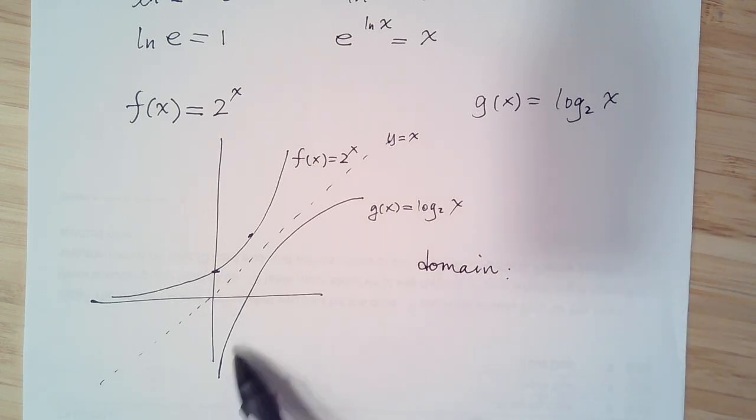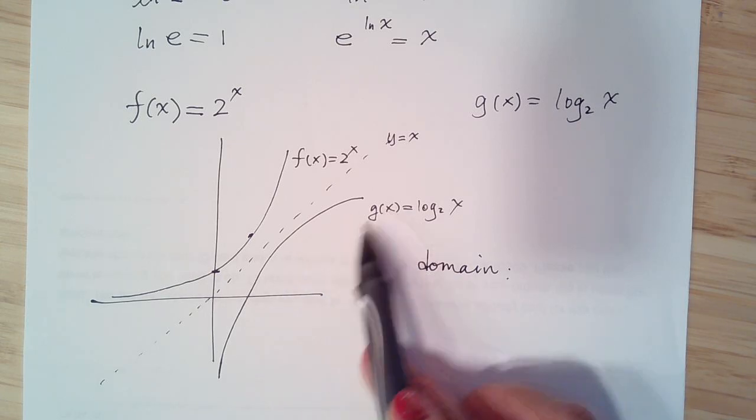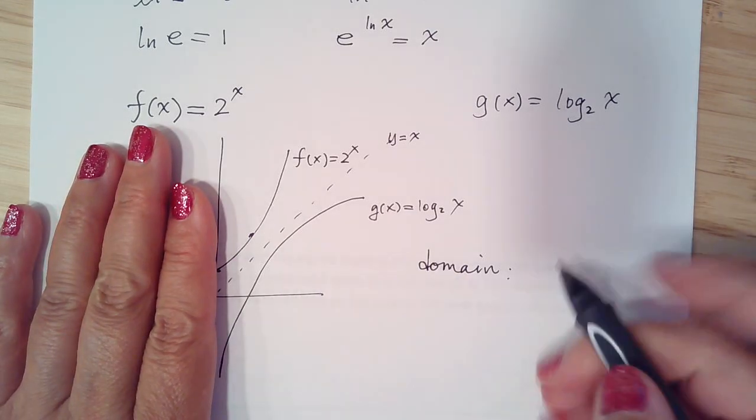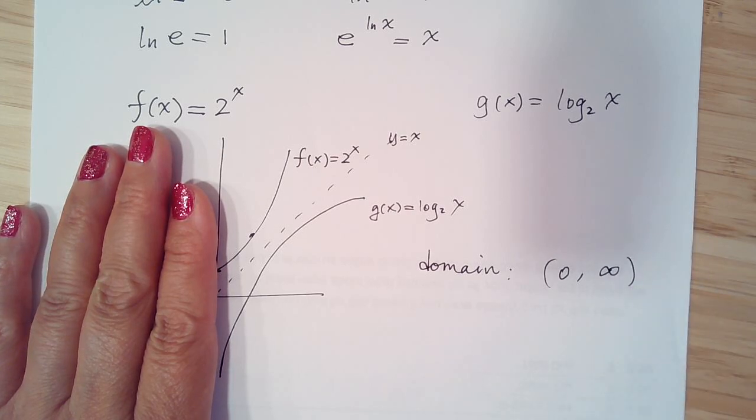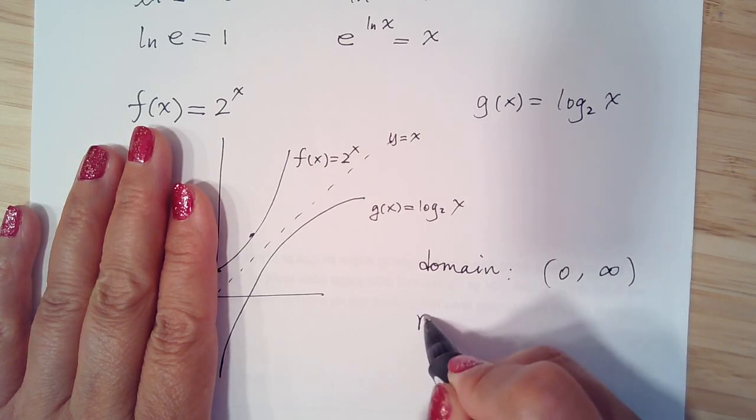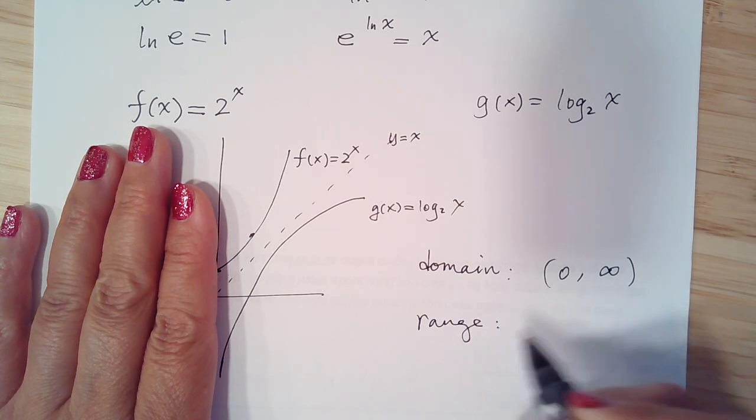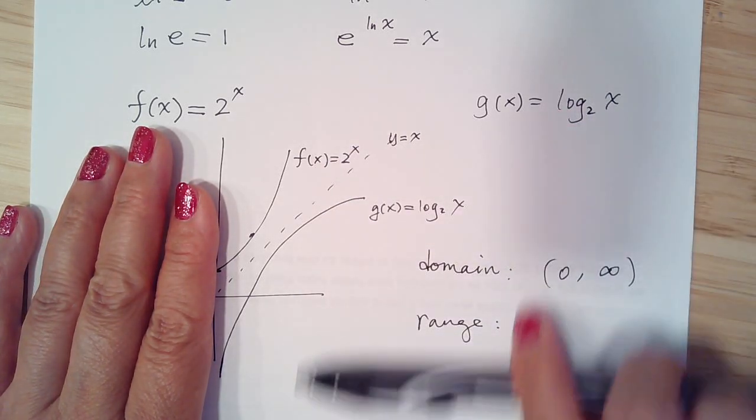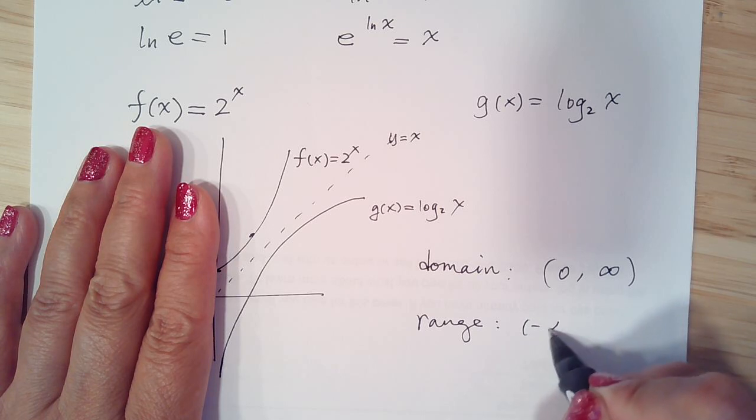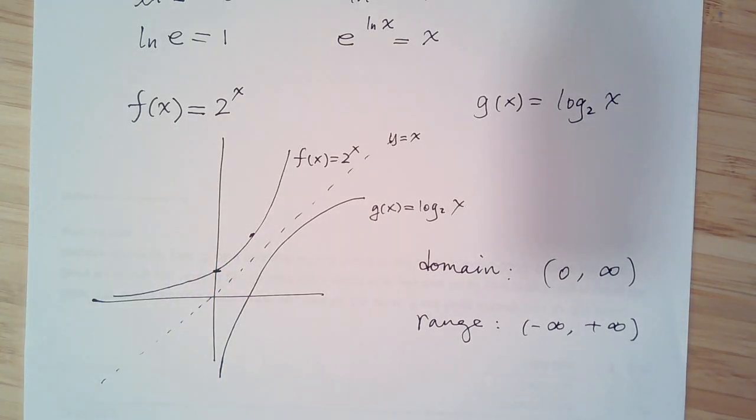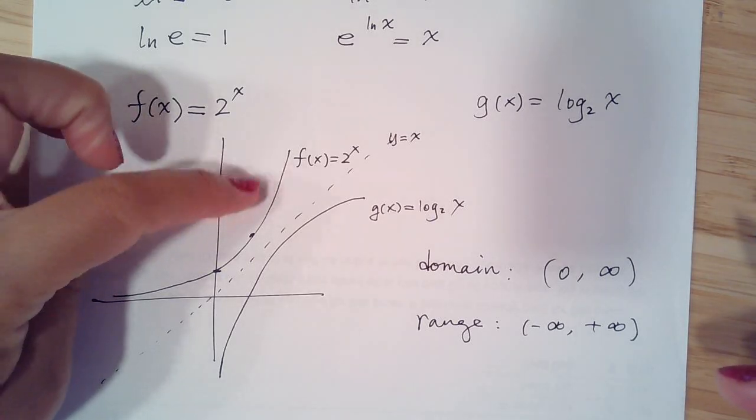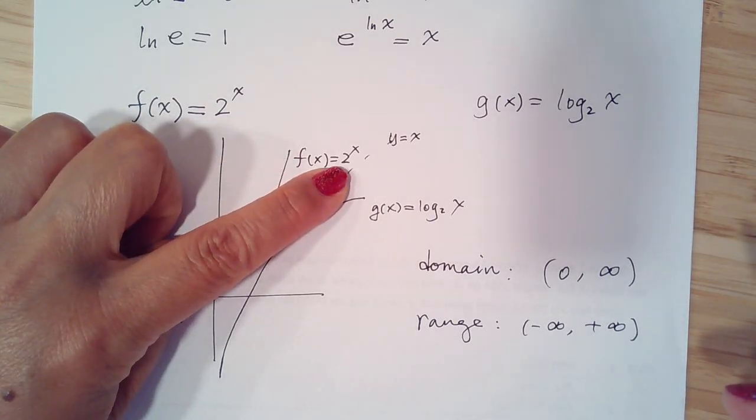Okay, after we know this, domain. For the log function, what can x be? You see? It has to be from 0 to positive infinity, isn't it? Yeah. And what about range? Range is what a y value can be. It can be anything. So that's from negative infinity to positive infinity. You agree? So that is the domain and range. This is the case when this base is greater than 1.